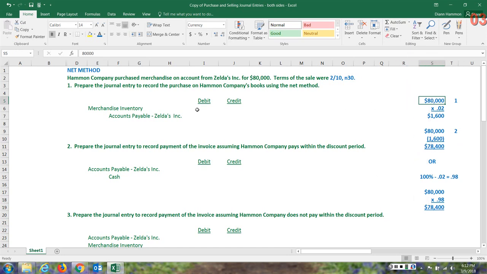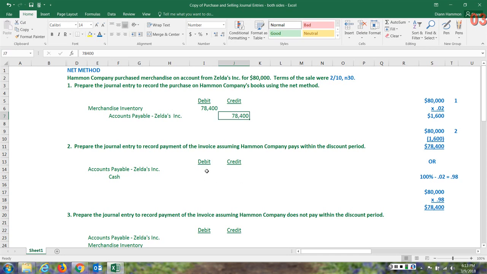So the total we need to record then is $78,400. I'm just using Excel to type in the numbers. Remember, the inventory is a current asset. It increases with a debit to that account. And so we've a debit. The accounts payable. Now we owe some money to Zelda's. It increases with a credit to that account payable, which is a current liability. Okay, that is your journal entry 1.